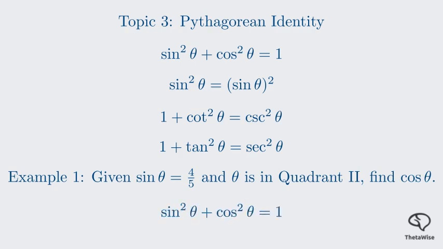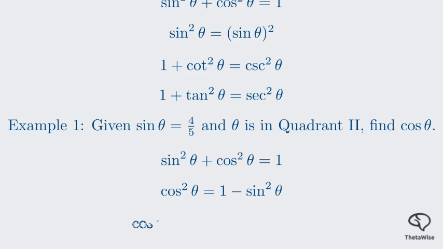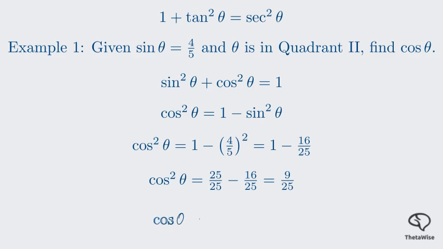We can rearrange it to solve for cosine squared. Cos squared theta equals 1 minus sin squared theta. Now we substitute the value of sine. So cos squared theta is 1 minus the square of 4 over 5, which is 1 minus 16 over 25. Finding a common denominator, we get 9 over 25. To find cosine, we take the square root of both sides. This gives us cos theta equals plus or minus 3 over 5. Which sign do we use? This is where the information about the quadrant comes in.